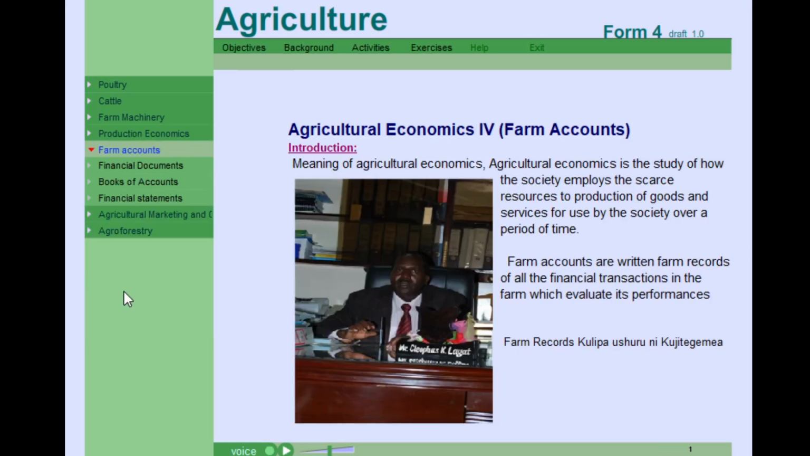Agricultural Economics 4. Introduction. Farm accounts are written farm records of all the financial transactions in the farm which evaluate its performances.